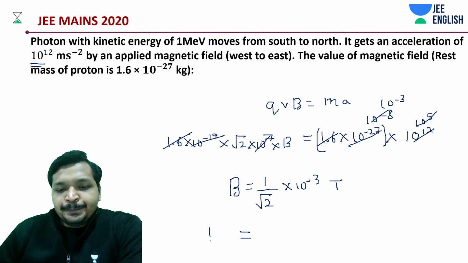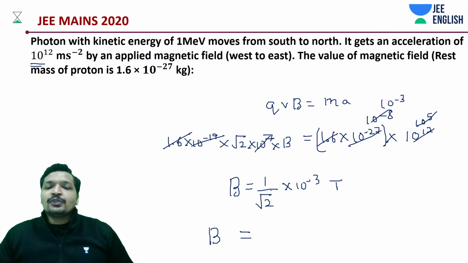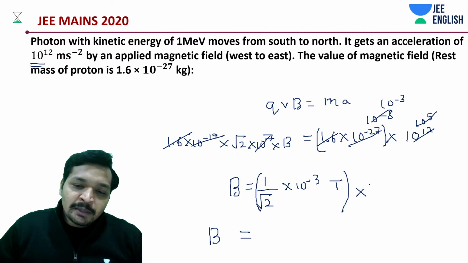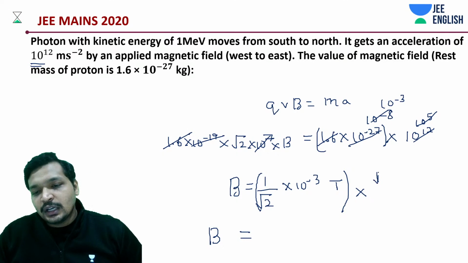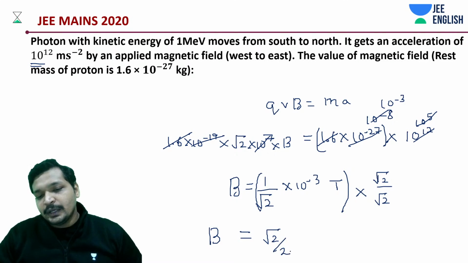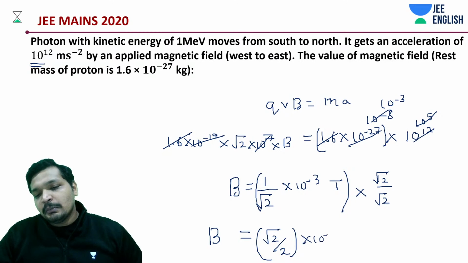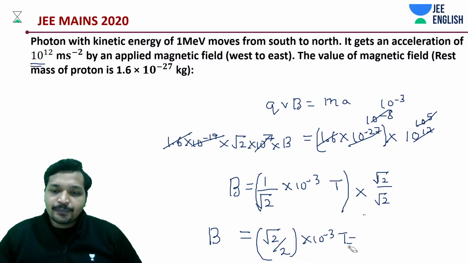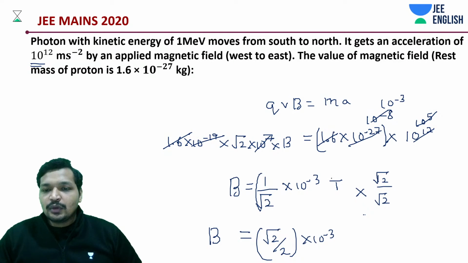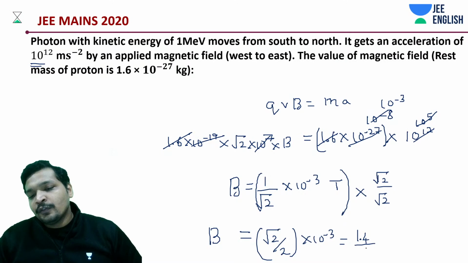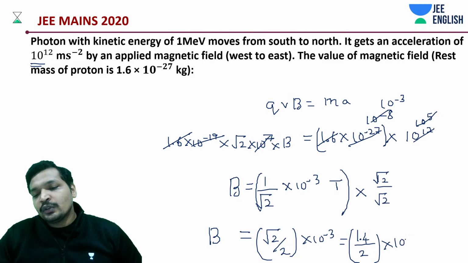Now comes the thing. Just multiply with root 2 on the numerator and denominator. We are doing this so as not to do 1 divided by 1.414, because that is not convenient to us. If we do this, it's more convenient. So we'll get root 2 divided by 2 into 10 to the power minus 3 Tesla. How much is root 2, students? Root 2 is 1.414, so it will be 0.707.